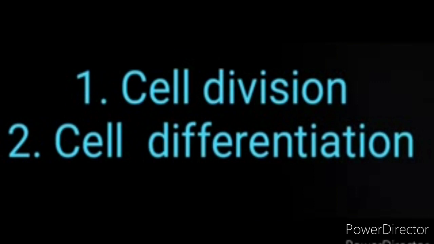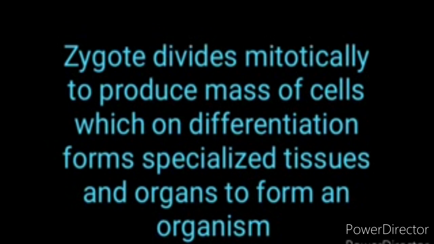Then in cell differentiation, what will happen? It helps a group of cells to undergo certain modifications to form specialized tissues and organs, forming an organism. Cell to tissue, tissue to organ, organ to organism. You know that. So in embryogenesis, two stages are there. One is cell division by mitosis. The second one is cell differentiation, in which cells form tissues, tissues form organs, and organs form an organism.